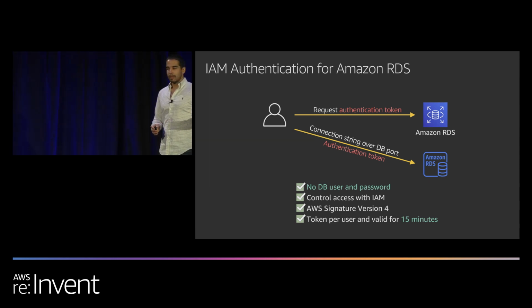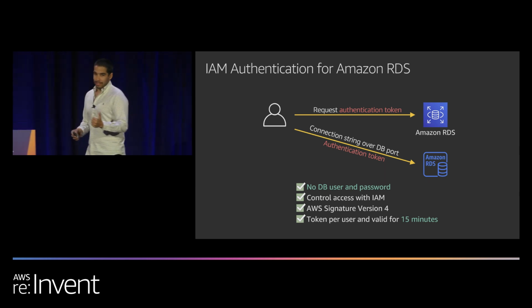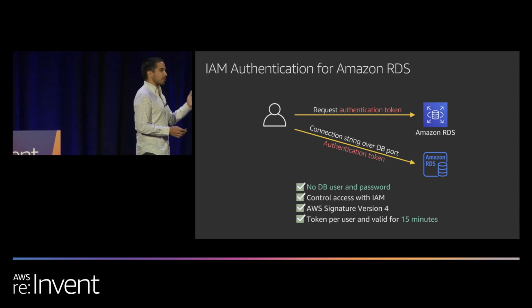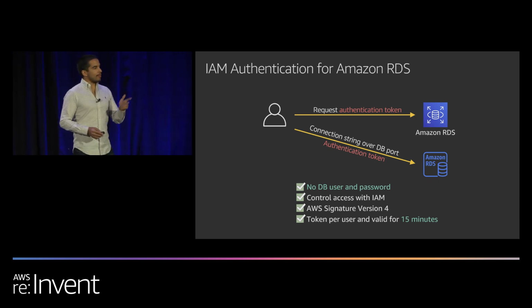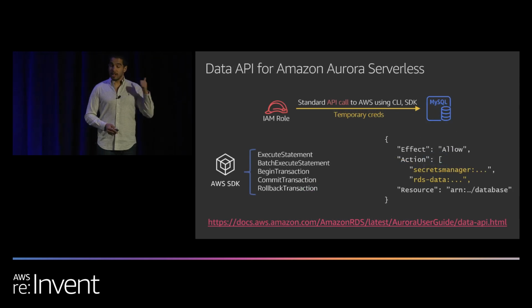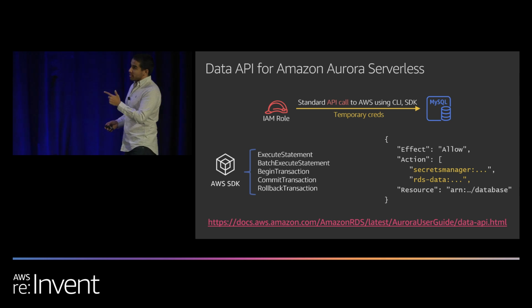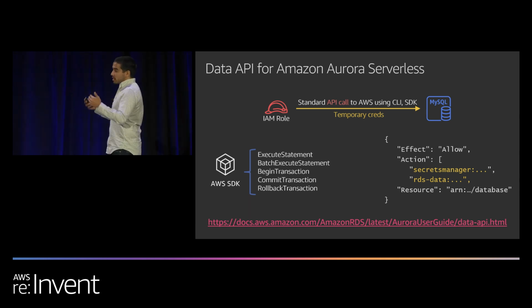But we still have a database connection. And I don't like this database connection. It means we need to open up ports. We need to worry about networking security. Wouldn't it be nice if we could get rid of the database connection entirely? The answer is yes. So a year ago at re:Invent, we launched the Data API for Amazon Aurora Serverless that allows you to do just that.